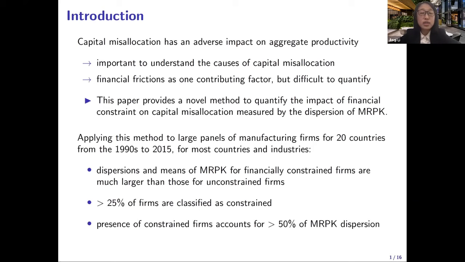It is relatively obvious that financially constrained firms would have a higher mean of MRPK because of a lower level of capital financed. So the MRPK tends to be higher, but it's less obvious that the dispersion of MRPK for constrained firms is also higher. This paper shows both theoretically and empirically that financially constrained firms do have a higher dispersion of MRPK compared to unconstrained firms. After using this empirical method to identify the financially constrained firms, I find that more than a quarter of the firms, using data on manufacturing firms, can be classified as constrained. And the presence of these constrained firms can account for more than half of the dispersion of MRPK.